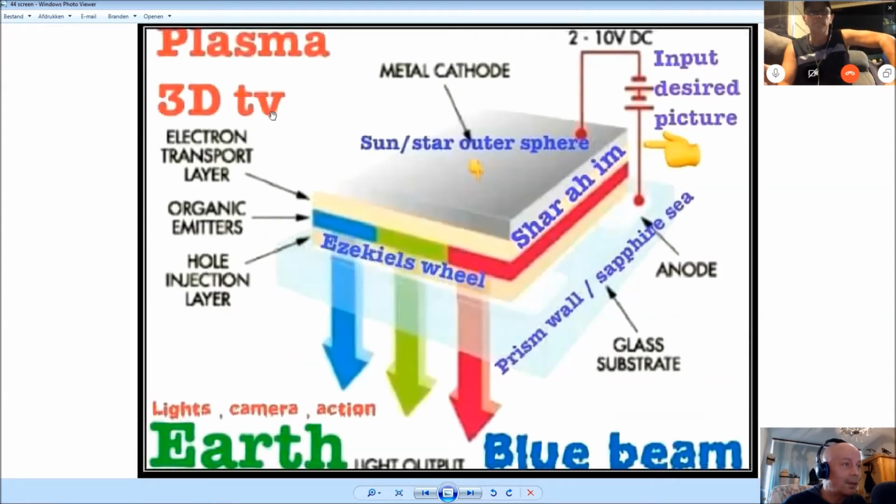Plasma, 3 TeV, electron transport layer, organic emitters, hole injection layer, metal cathode, sun and star outer sphere, 2 to 10 volt DC input, desired prism picture, wall surface, the blue beam, light output, and lights, camera, X and Earth, and Ezekiel's wheel. Ezekiel's wheel. Okay, so go on, mate.